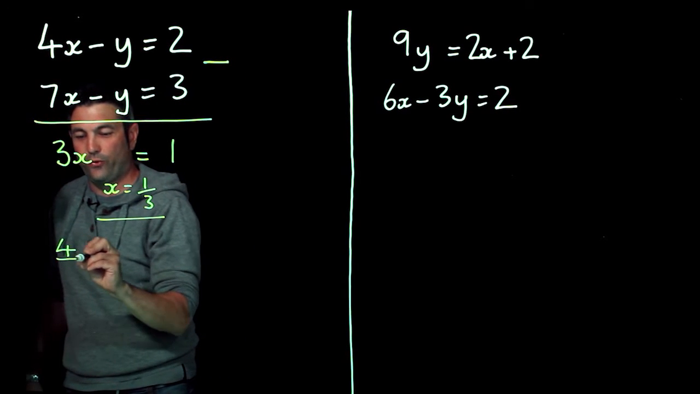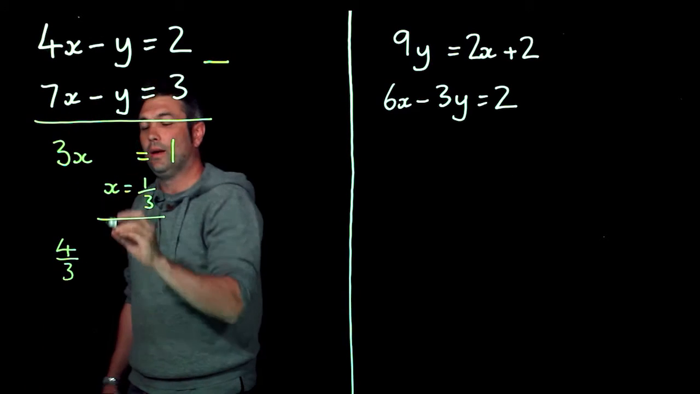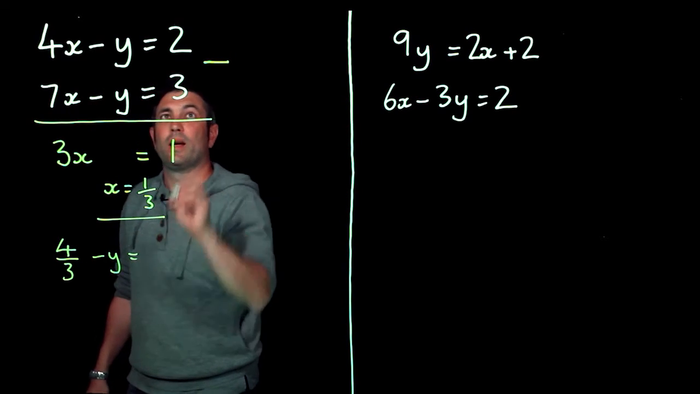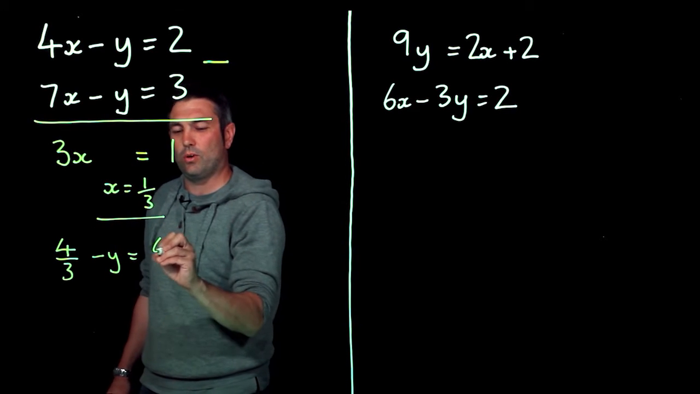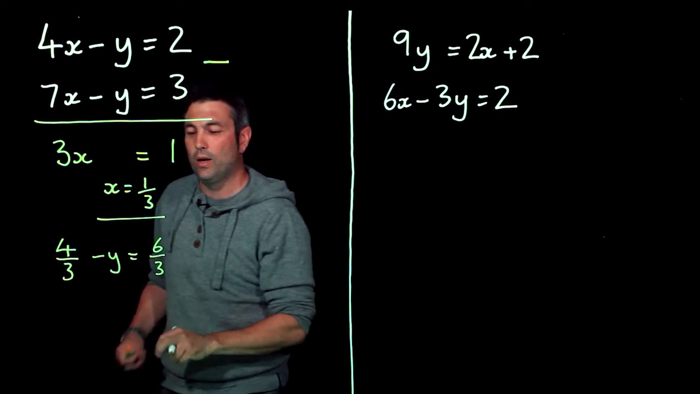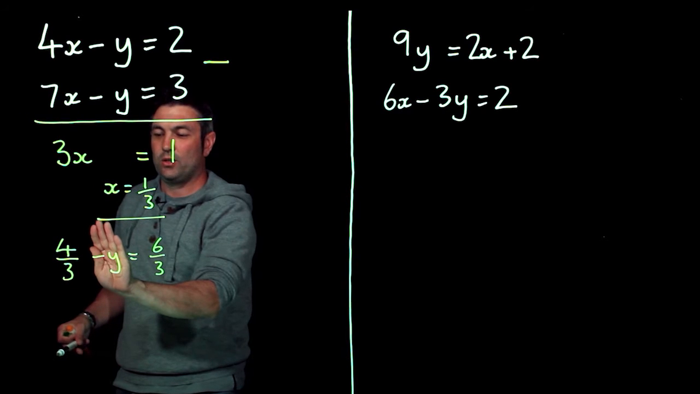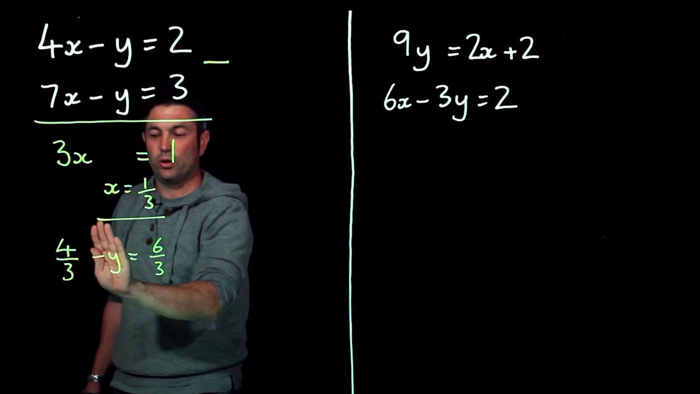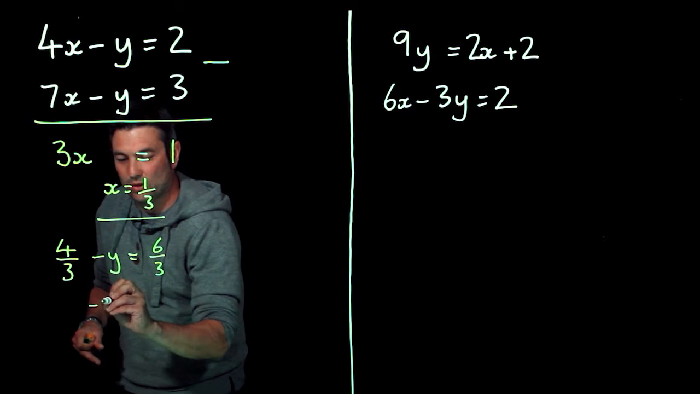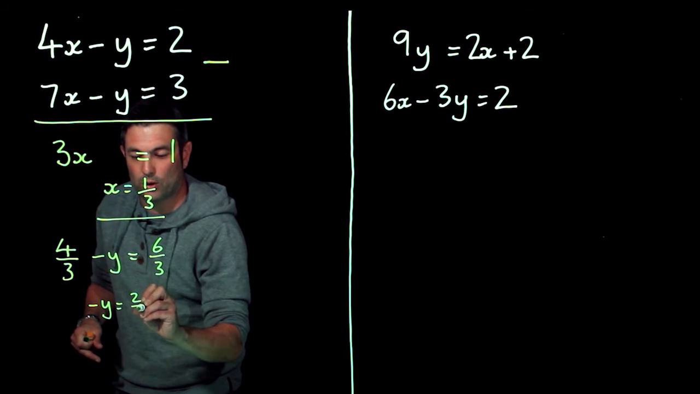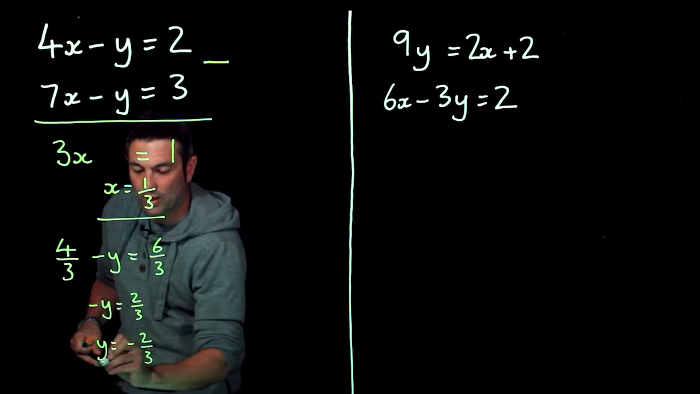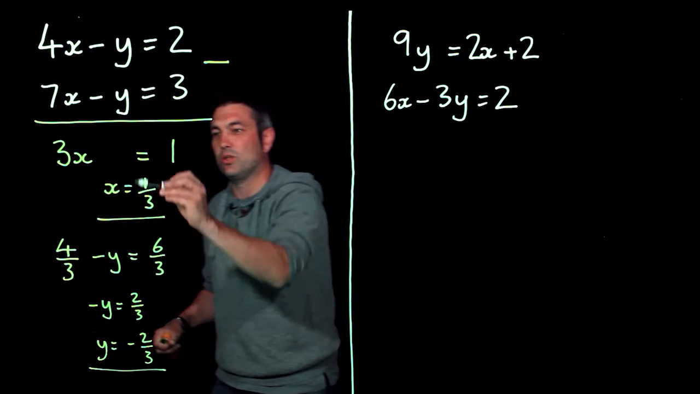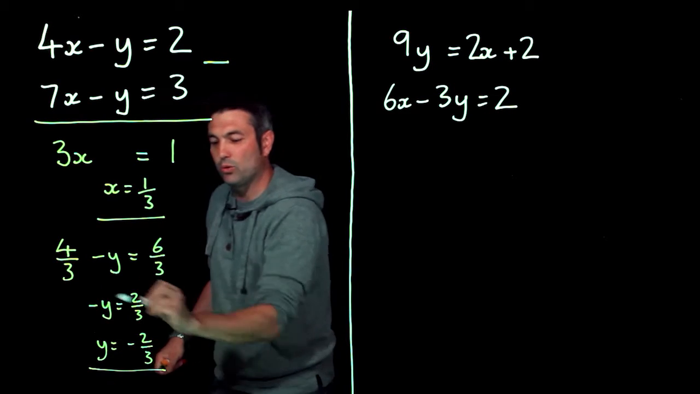of a third, or 4 thirds, take away y, make 2, but I'm not going to write that as 2 because I've got fractions here. I'm actually going to write it as 6 over 3, and if I cover that up, 4 thirds plus 2 thirds makes 6 thirds, so my minus y equals 2 thirds, so my y is actually minus 2 thirds. There we go. And we've got both answers to that. We've got x is a third, y equals minus 2 thirds.